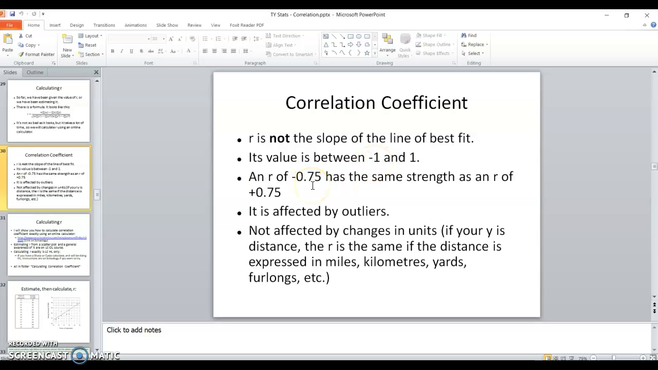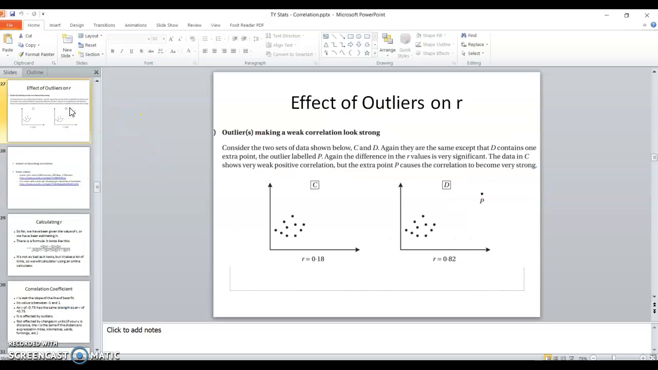The number is the strength of it. The sign then is the direction. So minus 0.75 and plus 0.75 have the same strength of correlation. They're just going in different directions. It is affected by outliers and can be quite badly affected by outliers.